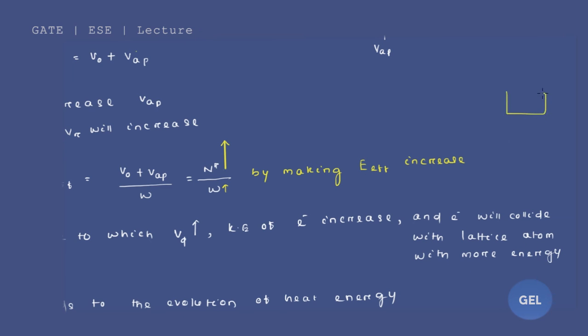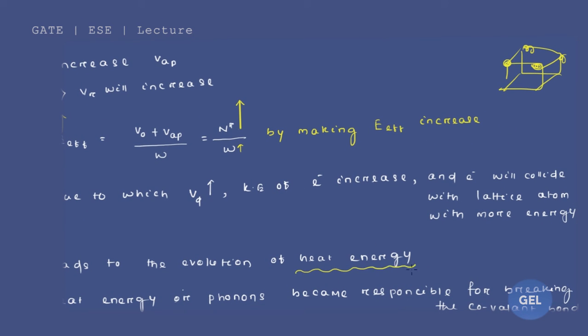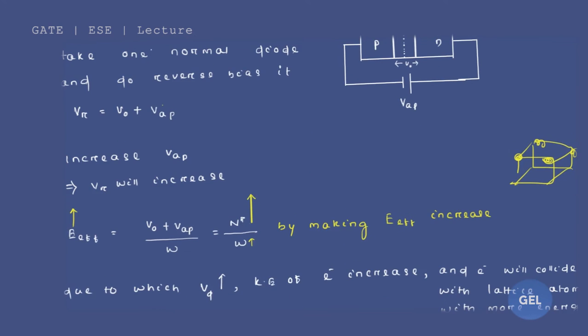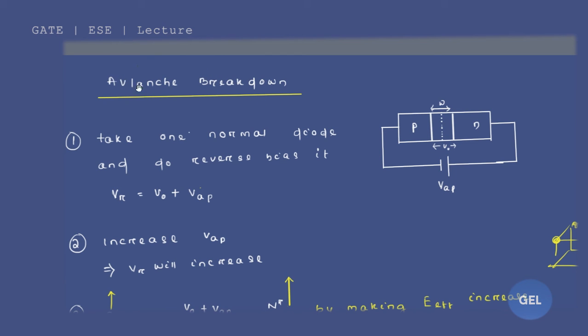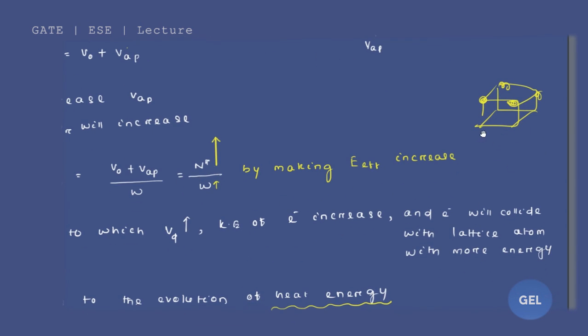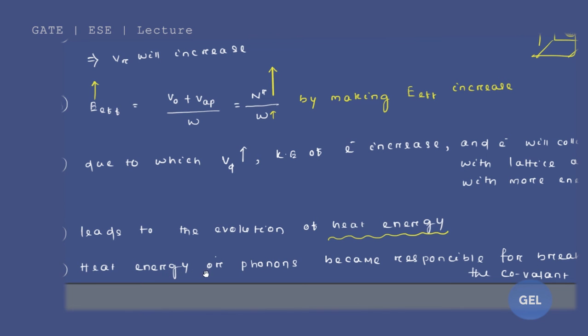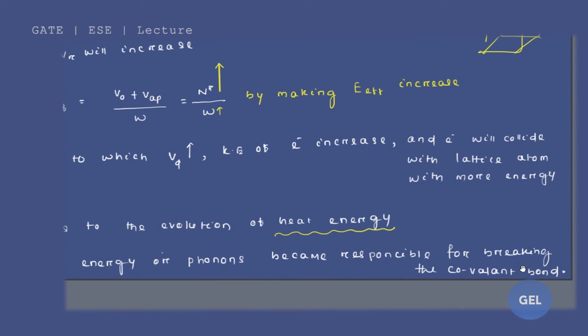So the kinetic energy of the electron will increase and the electron will collide with lattice atoms with more energy. The lattice points of our lattice material all have lattice atoms. With these lattice atoms, our electron will collide with more energy, and due to this collision there will be evolution of more and more heat energy. Now that heat energy will be responsible for the breakdown, and that breakdown is nothing but what is called avalanche breakdown. Achha sir, the heat energy which we get from the collision of electron with lattice atom becomes responsible for the breakdown of the covalent bond? Ha, that is what I have written. That leads to evolution of heat energy, and that heat energy or phonon becomes responsible for breaking of covalent bond.